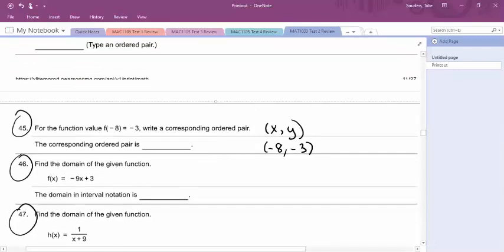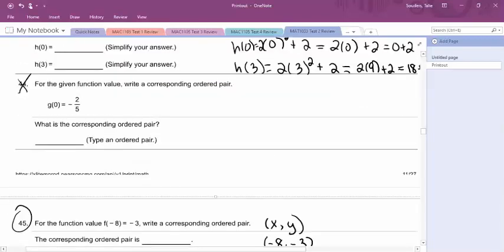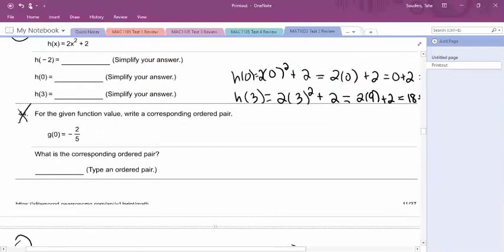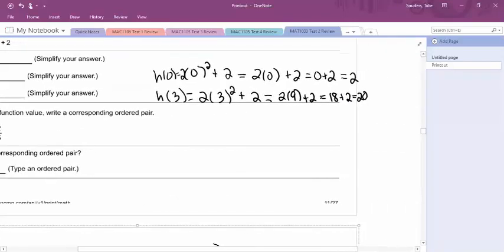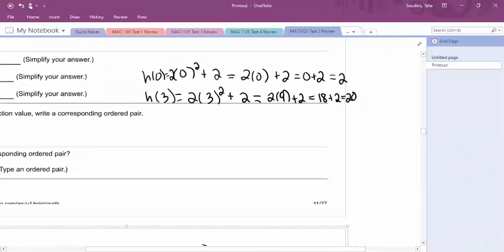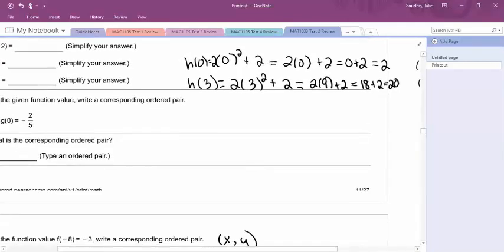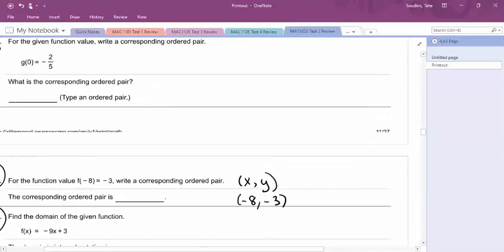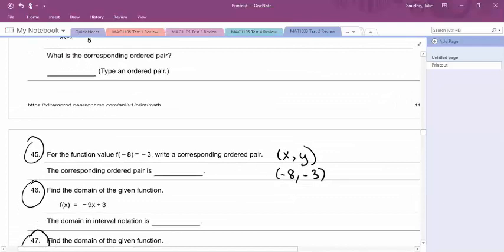Just like if we go back to the problems we were just doing, right? We plugged in 0 and we got 2. So the answer to the problem was 2, but if you had to write an ordered pair, this would be the ordered pair 0, 2, and this would be the ordered pair 3, 20. That's not how they asked for the answer in that problem, but that's the ordered pair that would be represented on the graph, right? So now that is what they're asking for down here. Okay?